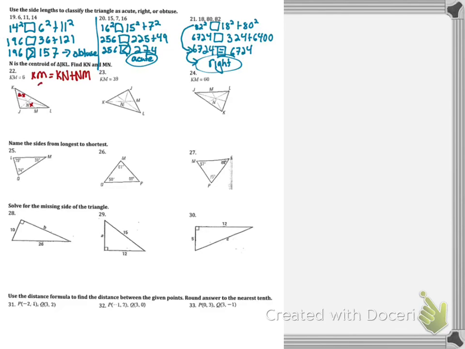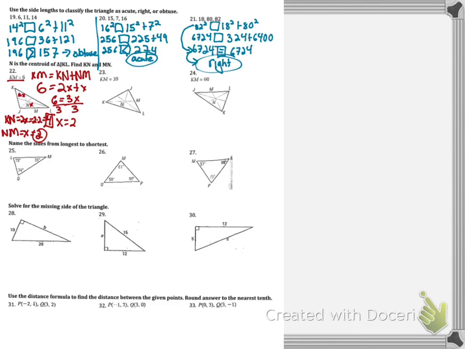I put in a 6 for my distance of KM because it's given in the problem, and then I substitute in what I know here. So I have 2x plus x. I have 6 equals 3x. Divide by 3, x equals 2. Now that I have that, if I want to find the value of KN, it's the same as 2 times x. We know the value of x is 2, so that's 2 times 2, which is 4. We also want to find the value of NM, which is equal to x, which is 2.